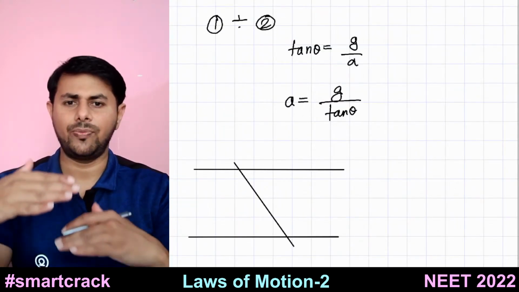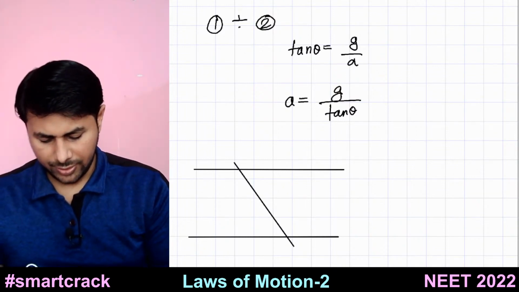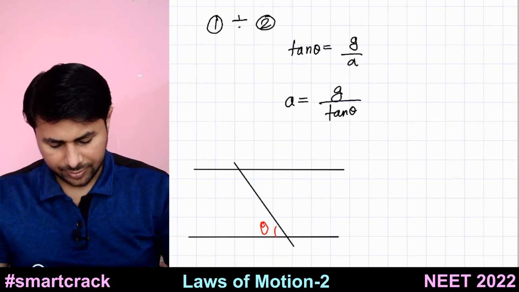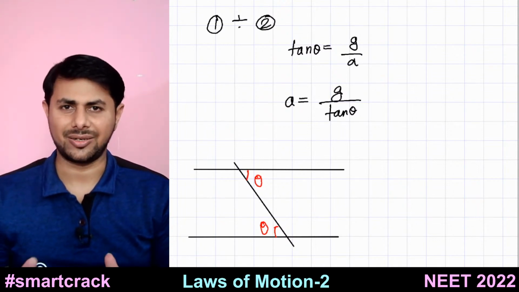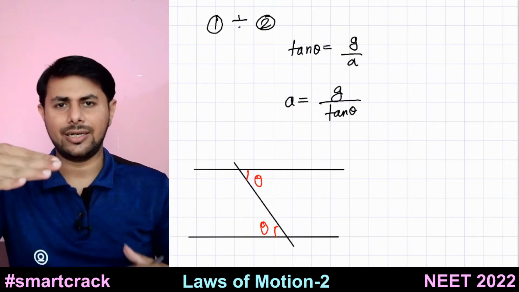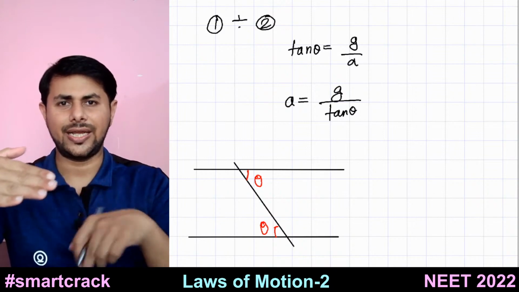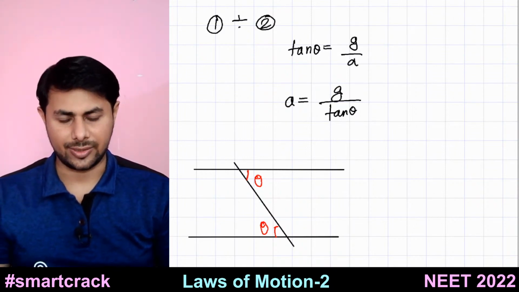Okay, so you have two parallel lines and an intercept. So if this angle is theta, how much should be this angle? This angle should be equal to theta again, because we have two parallel lines and an intercept. So these are alternate angles between two parallel lines. So this angle is theta.